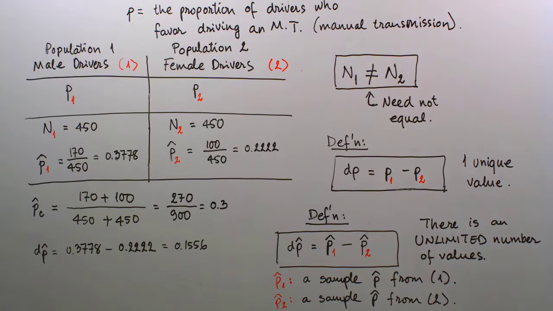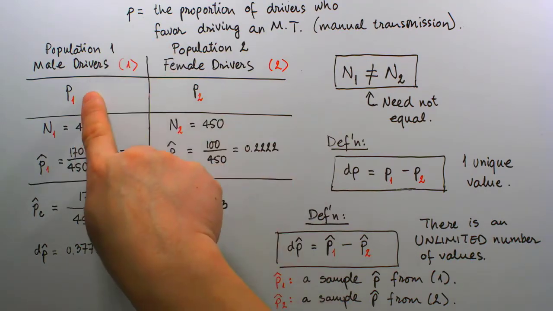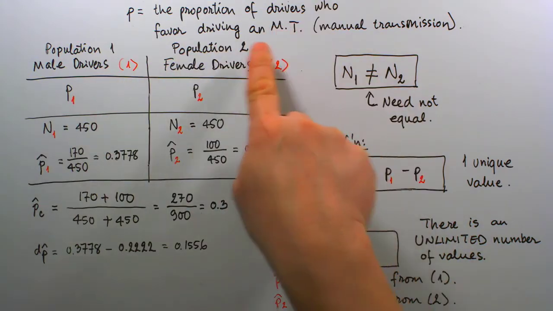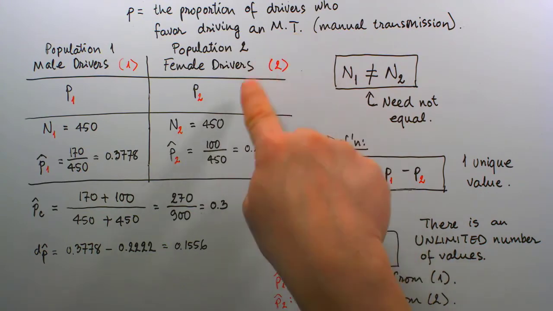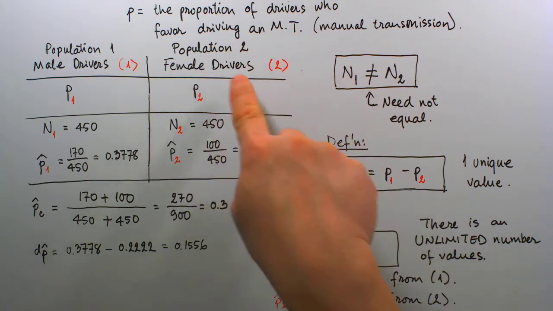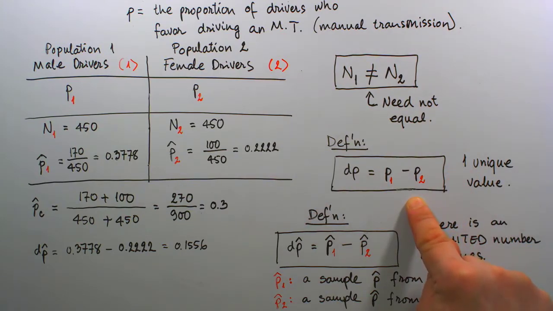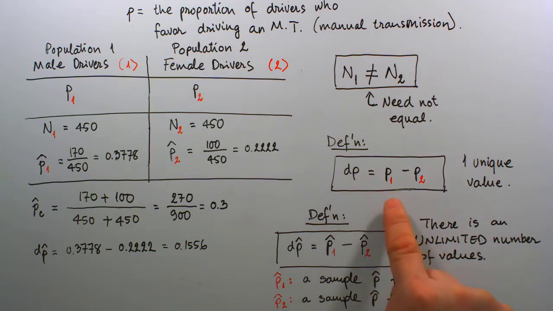So now if we look back at our chart that we sketched earlier in the beginning of our lecture, P1 is the population proportion of male drivers who favor driving a manual transmission. Similarly, P2 is that same proportion, but in population 2, the female drivers population. And so we have previously given that definition dp equals P1 minus P2. And this is the value that we want to estimate using the confidence interval.